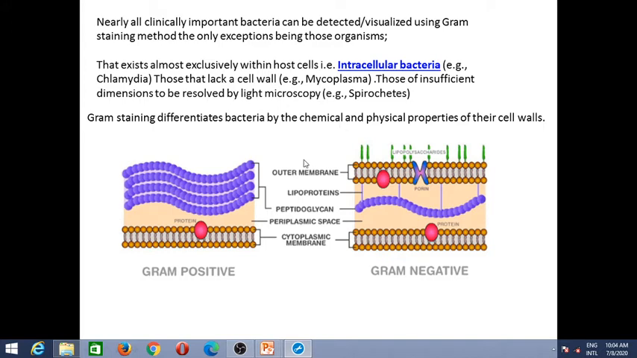Now, we will see the difference between the cell wall of gram positive and gram negative bacteria. This is the difference. You can observe the structure of these two bacterial cell walls. The gram positive bacterial cell wall is single layered, and the gram negative bacterial cell wall is double layered.